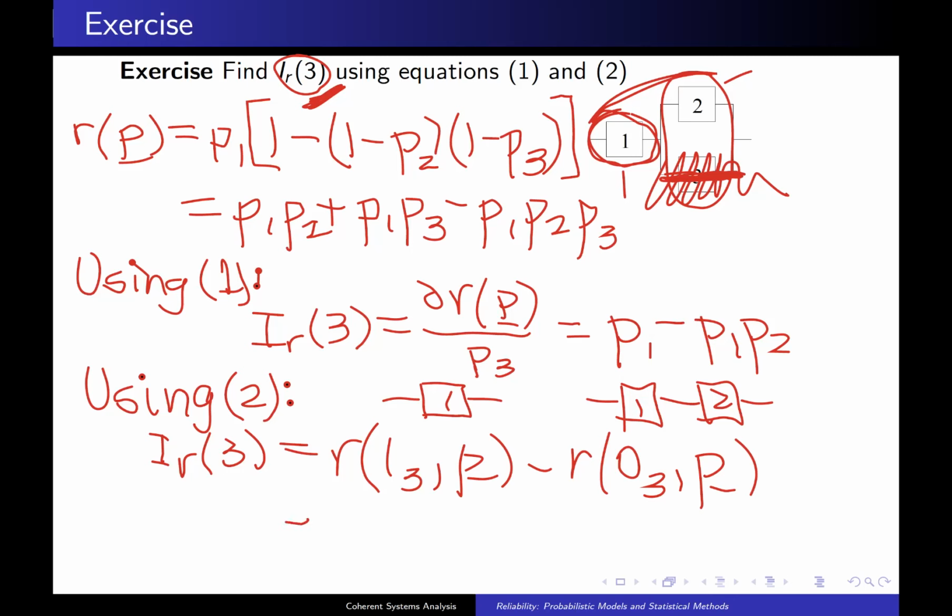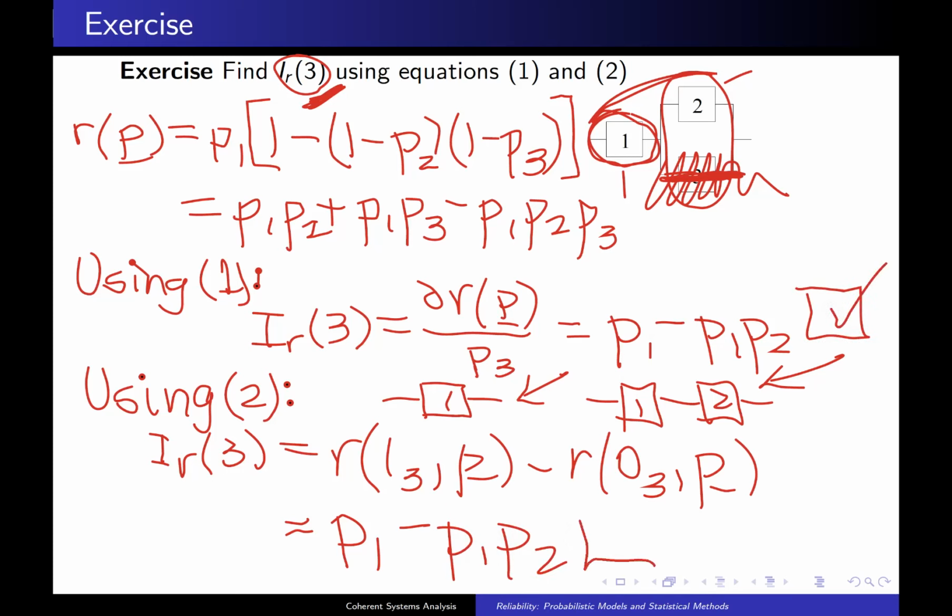So finally, the last thing we do is we say, what is the reliability of this system right here? Well, that's P1. And finally, what is the reliability of this system right here? That is P1 and P2. And notice that matches exactly what we got previously using equation number 1.